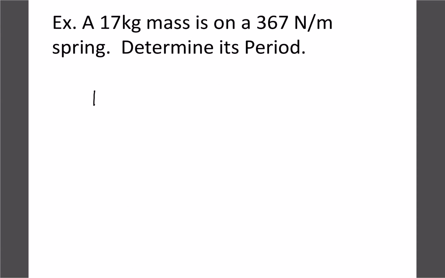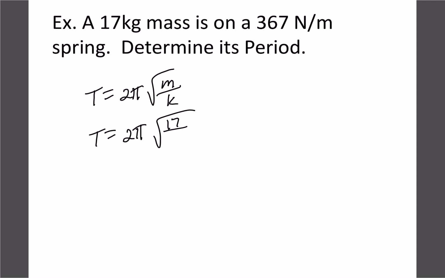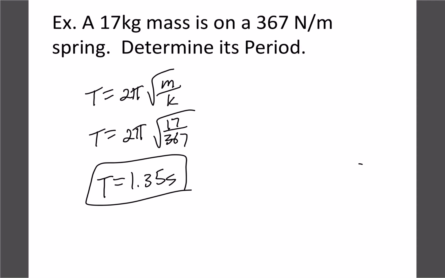So let's do this last question. 2 pi square root m over k is our formula. We want to solve for period. So we'd have 2 pi times the square root of 17 over 367. So just type that in. And we get an answer of 1.35. So that would be 1.35 seconds it would take for that thing to go back and forth, like one full motion of compression to expansion, and that's it.